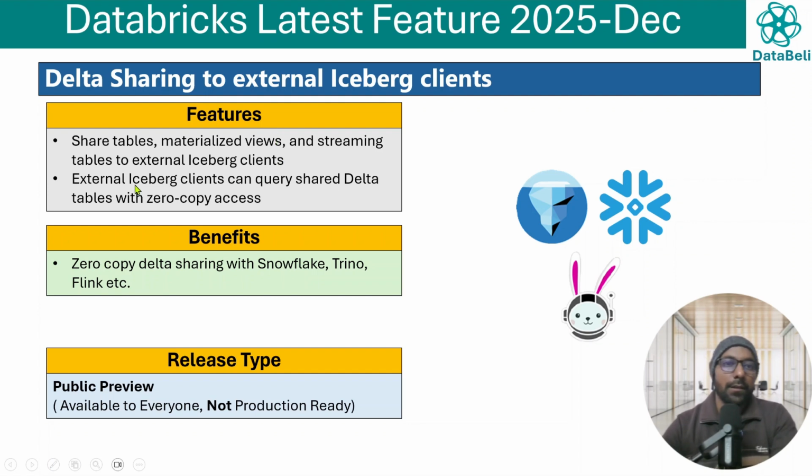So the feature is that we can share our tables, views, and streaming tables with any external Iceberg client, and those clients can query the data directly from Databricks with zero copy access. And the benefit is that zero copy data will be shared directly with Snowflake, Trino, Flink and all those services. And this feature is currently in public preview. We can still use it if we want.